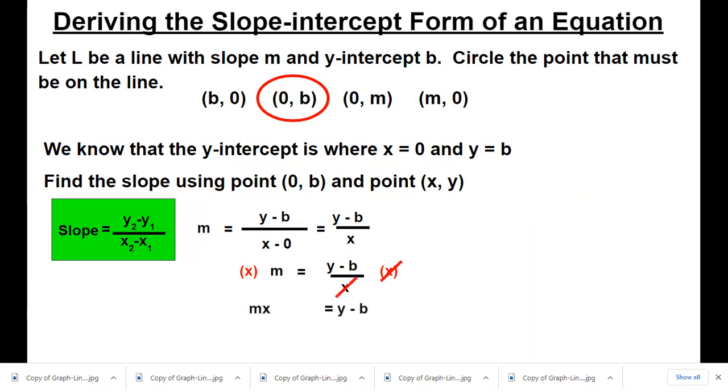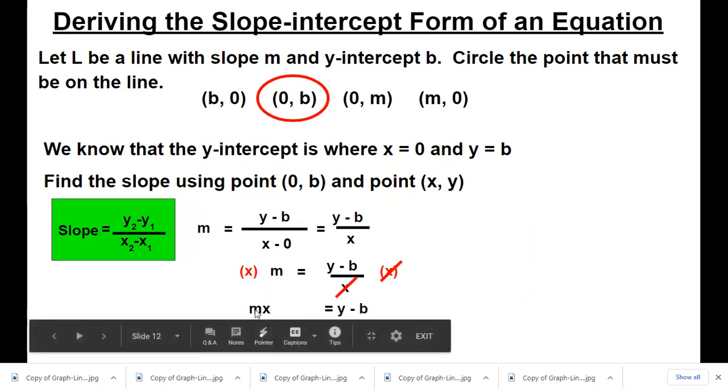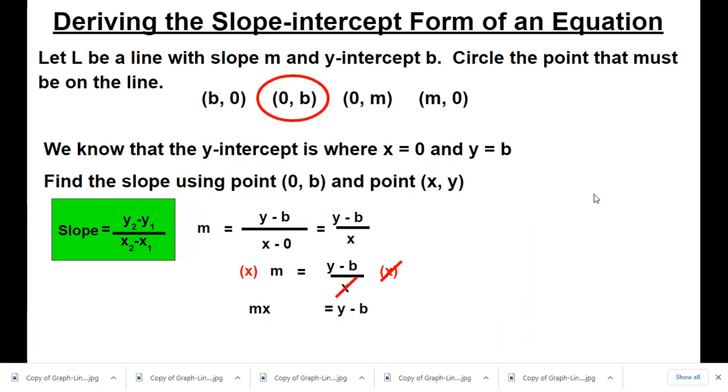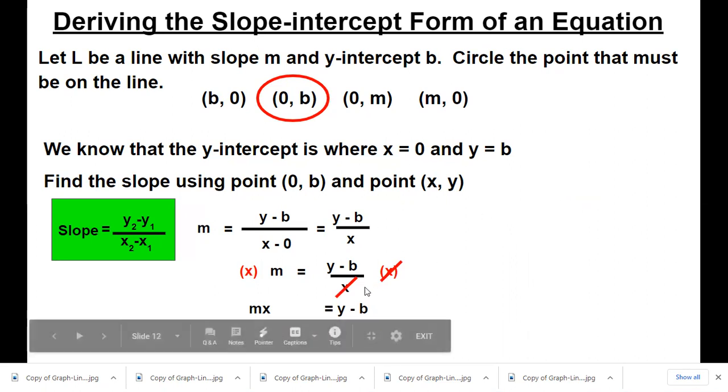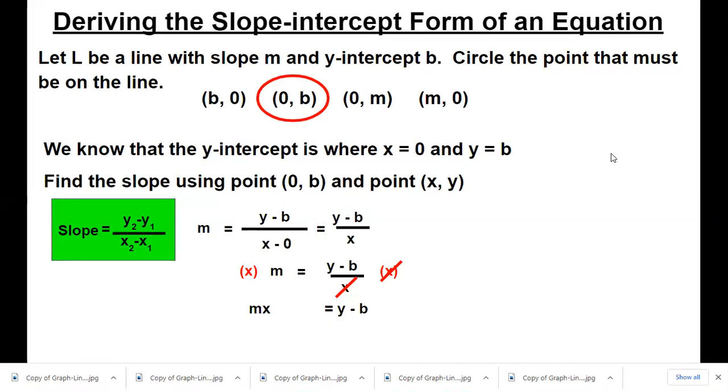And now on this side, I have xm, but I rewrote it as mx. Doesn't matter which order you put it in. I put it in mx because that's what we're used to seeing. Equals, and now we just have y minus b left because these x's crossed off. We're almost in the right format now. What do we have left to do? Well, we have to get b on the other side of the equation.